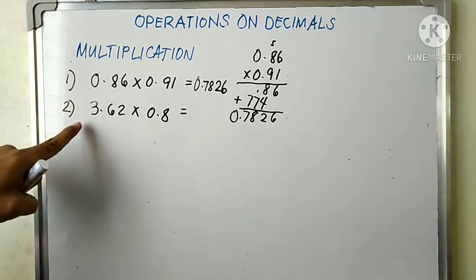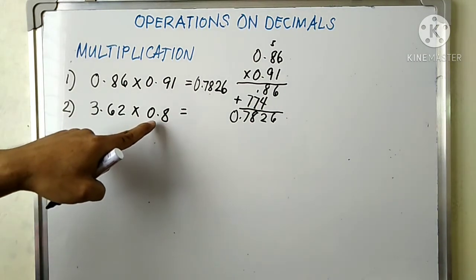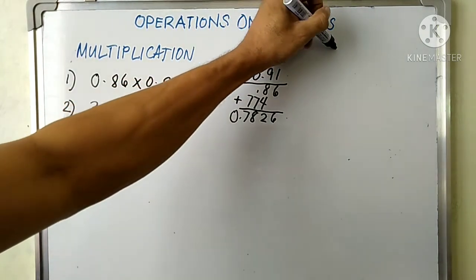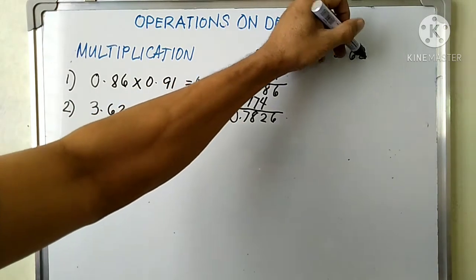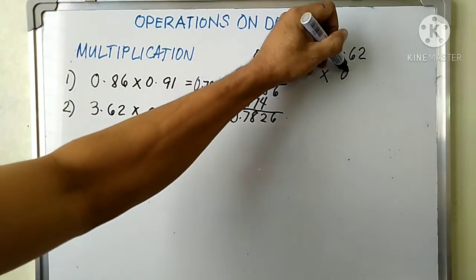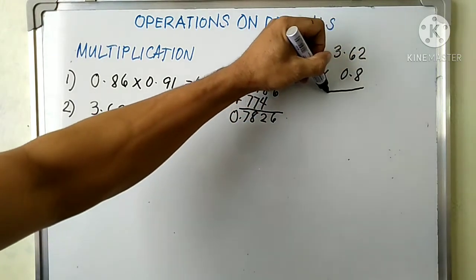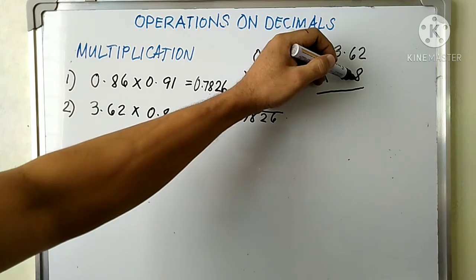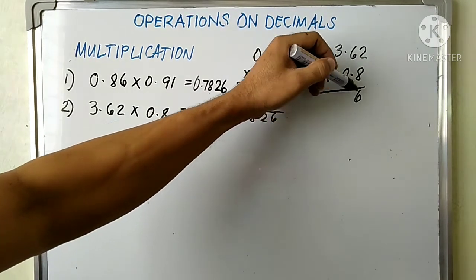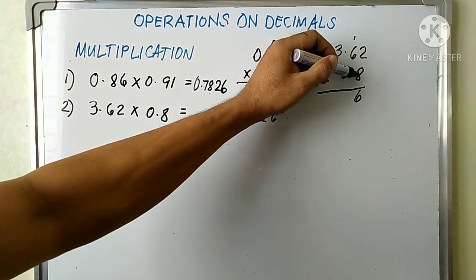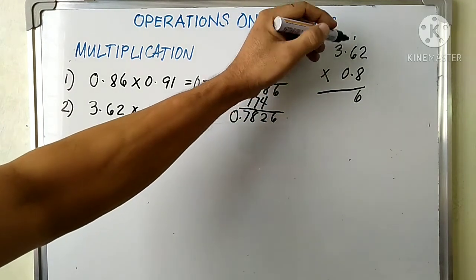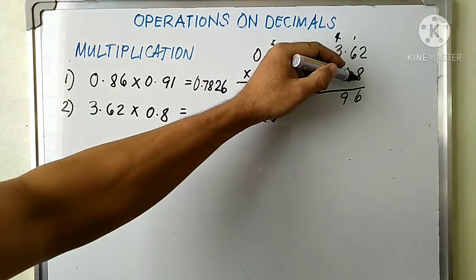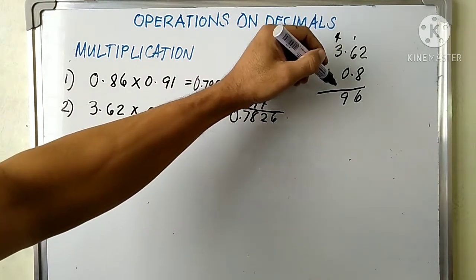The same is true with number 2. 3.62 times 0.8. Align the last digits. So 2 times 8 is 16. Bring down 6, carry 1. 6 times 8 is 48 plus 1, 49. Bring down 9, carry 4. 3 times 8 is 24 plus 4 is 28.